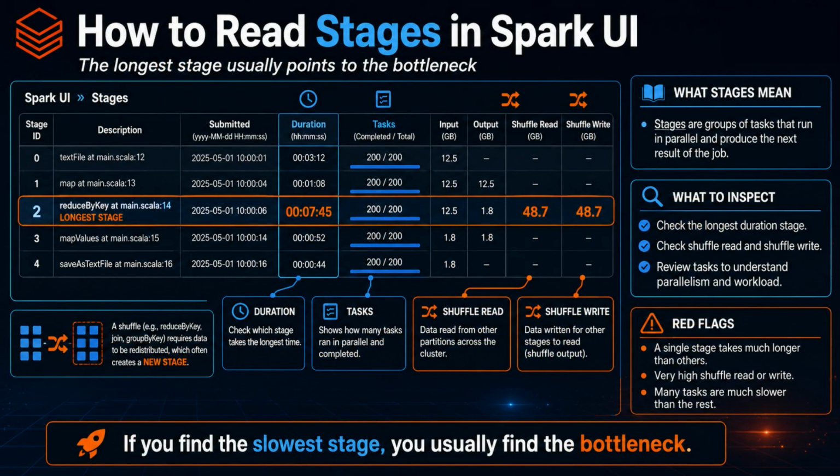After finding an interesting job, the next step is to read the stages page. Stages are groups of tasks that run in parallel and produce part of the job result. In practice, the longest stage often points directly to the bottleneck. On the stages page, first check duration. Which stage took the longest? Then look at how many tasks completed, how much input and output data moved, and especially the shuffle read and shuffle write values. If one stage takes much longer than the others, or if shuffle read and write are very high, that stage deserves deeper analysis. Also remember that a shuffle, such as a join, reduceByKey or group by, often creates a new stage. If you find the slowest stage, you usually find the bottleneck.